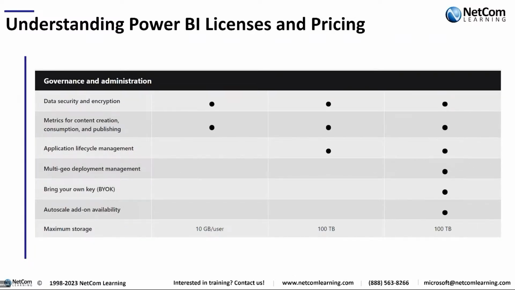So looking at data security and encryption, having metrics for content creation, allowing for application lifecycle management. So if you're using things like DevOps, you can control how that information is stored there. Also, Premium gives you the capability of doing geo deployments, bring your own keys, auto scaling, and maximum storage sizes of 100 terabytes.